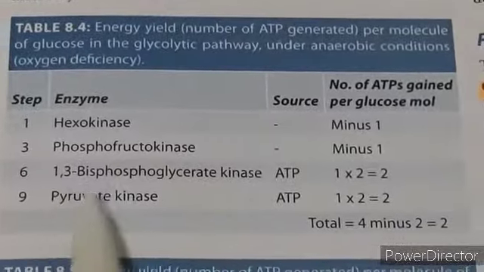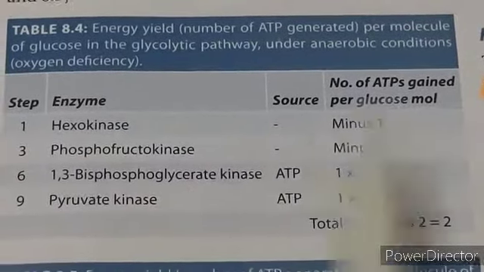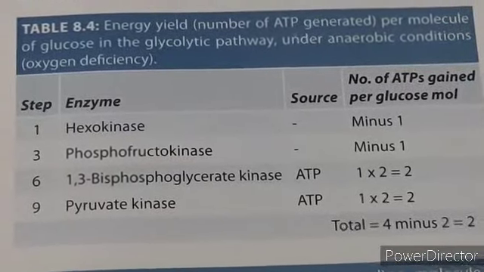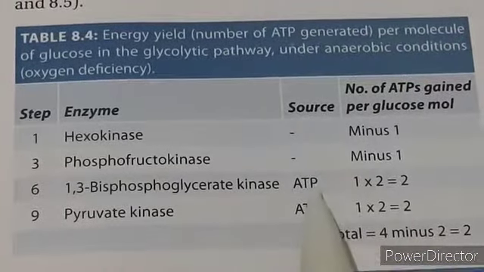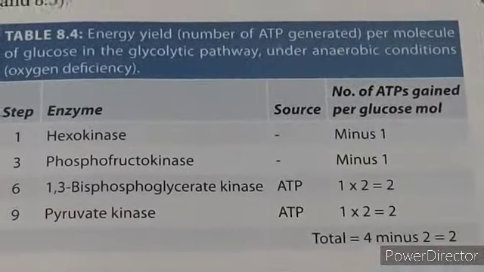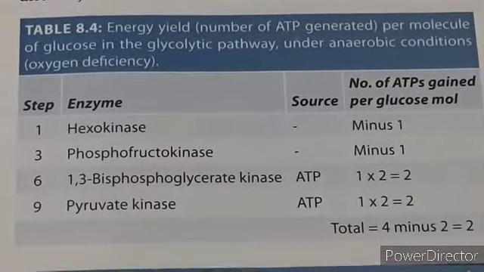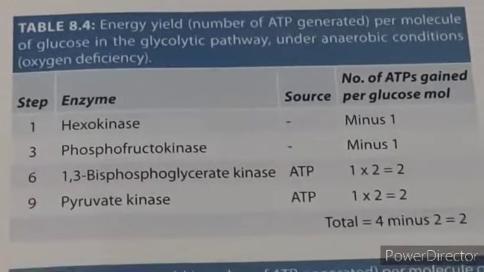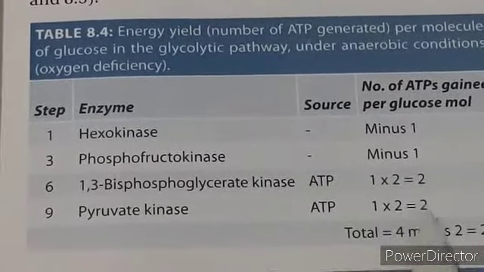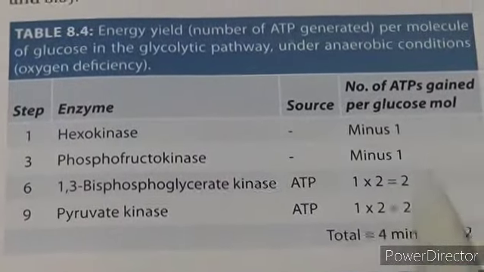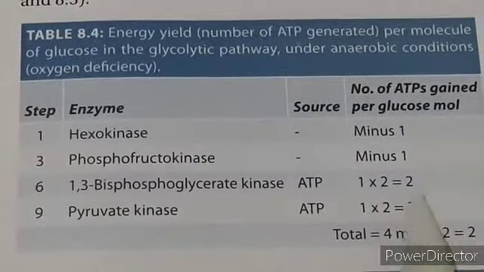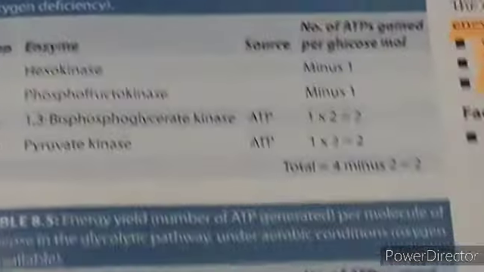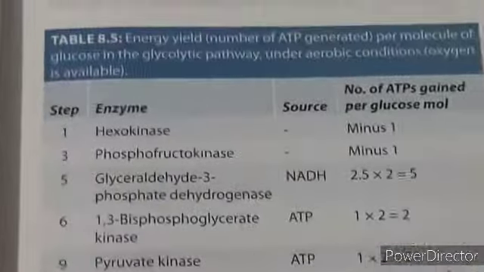When phosphoglycerate kinase acts to convert 1,3-BPGA to 3-PGA, ATP is produced. Pyruvate kinase acts to convert PEP to pyruvic acid. So here we get 2 ATPs, and from the other step also we get 2 ATPs. So total 4 minus 2, that is 2 ATPs. And now we come to the next case.